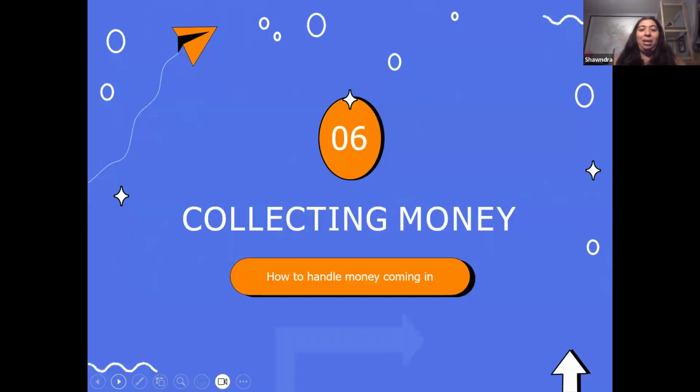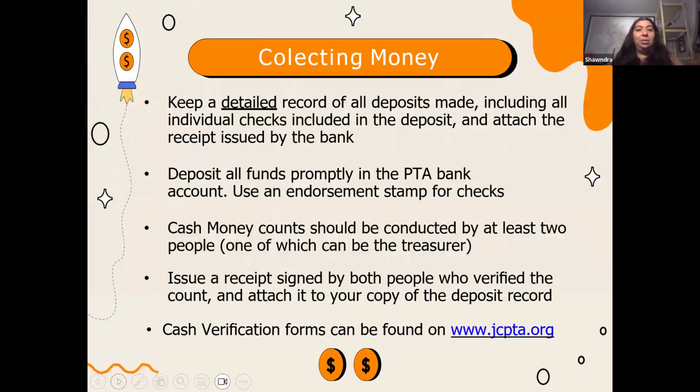All right, collecting money, how to handle money coming in. So you want to keep a detailed record of all deposits being made, including all individual checks included in that deposit, and attach the receipt issued by the bank. So I've gone in after fundraisers at my other PTA with stacks and stacks of checks, and they would sit there and run them all, but I made sure that I had those deposit slips. And I would keep those in my binder.